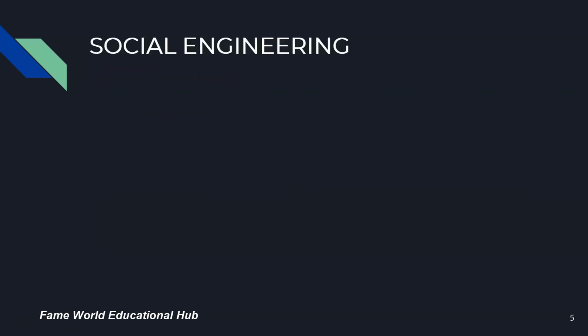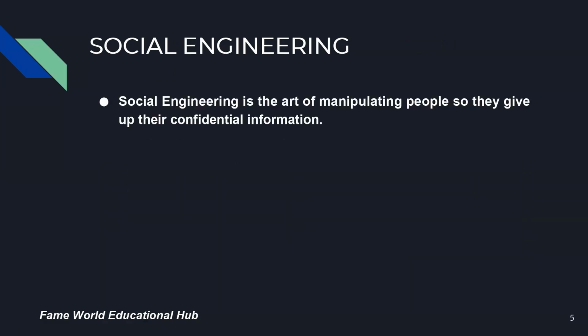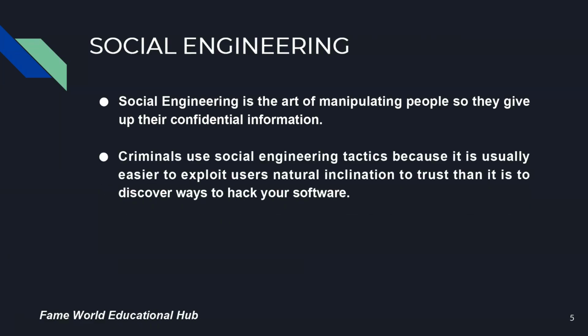Next, as social engineering comes into the picture, we are going to discuss it in detail. Social engineering is the art of manipulating people, as I said, to gain confidential information, to gain their trust so they can give us the confidential information. Criminals use social engineering tactics because it is usually easier to exploit the user's natural inclination to trust. Then it's very easy to hack your software or system. People can get the information and they can even guess your passwords.